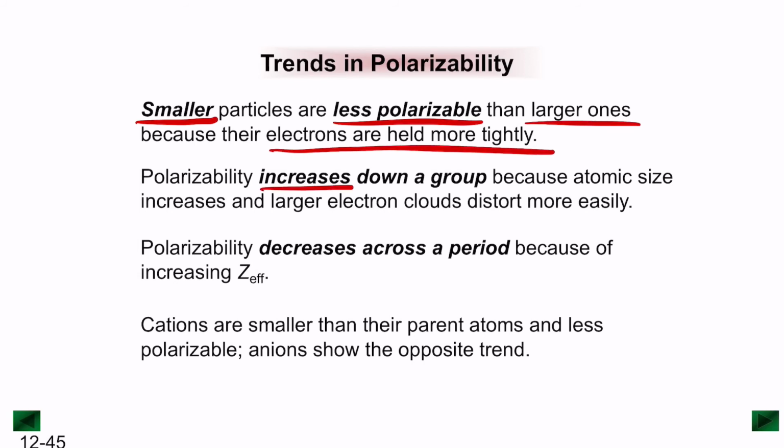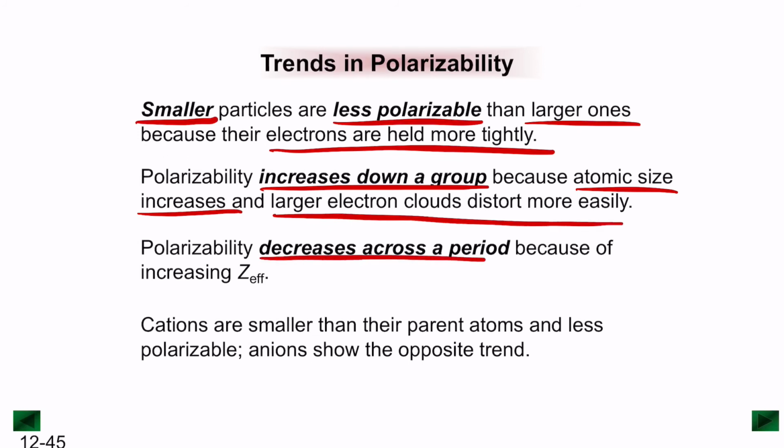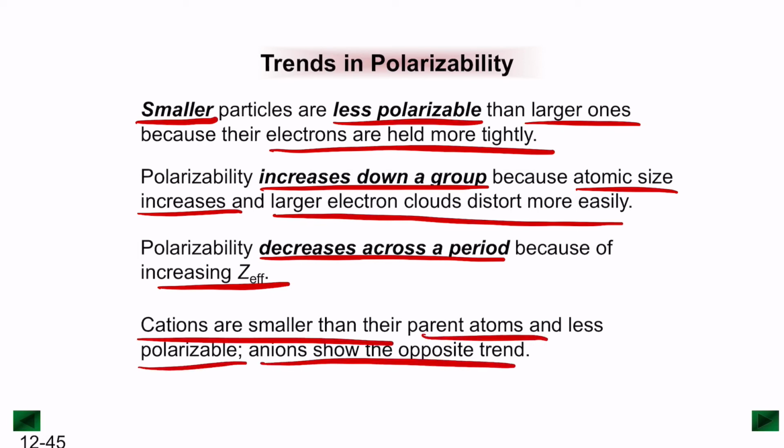Polarizability generally increases down a group because the atomic size increases, and you have larger electron clouds that can distort more easily. But it decreases across a period because of the increasing effective nuclear charge, which decreases the size of the atom. Now, cations are smaller than their parent atoms and less polarizable. Anions are generally more polarizable than their parent atoms because they are larger.